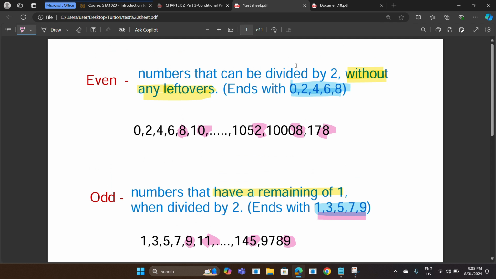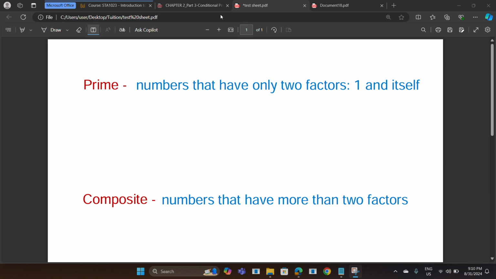Let's move to prime and composite numbers. First, we will look at what prime numbers are. Prime numbers are the numbers that have only 2 factors. 2 factors mean 1 and itself. Prime numbers have only 2 factors. Only 2. Okay? What are the factors? 1 and itself.